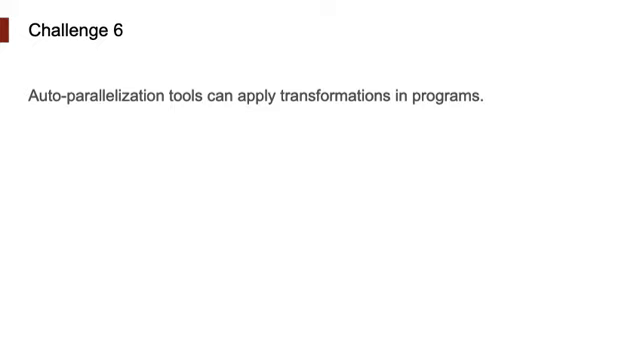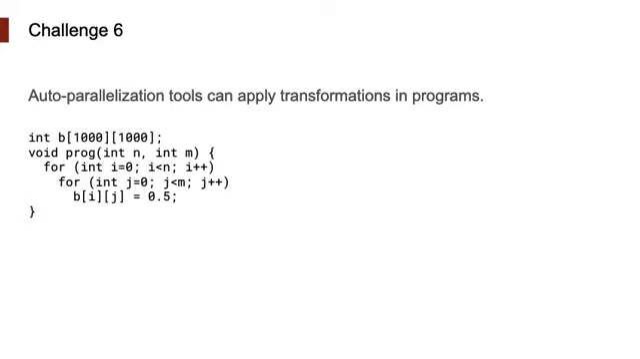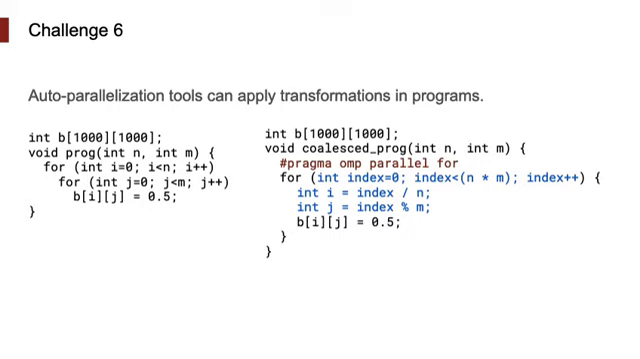Finally, we have this last challenge: autoparallelizers can transform programs. For instance, consider this program, which is also embarrassingly parallel. A compiler like ICC is able to merge both loops into a single loop and then parallelize this new loop. Our evaluator needs to take this possibility into consideration when comparing the output of ICC with the output produced by other tools.